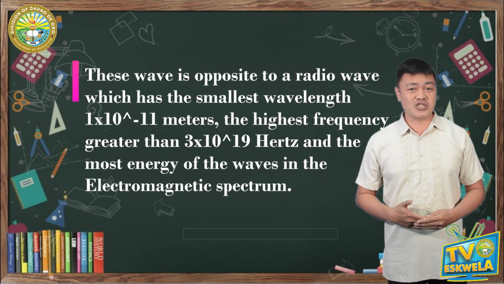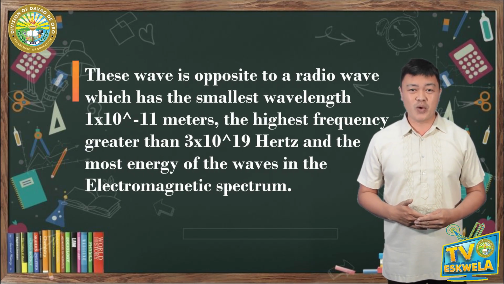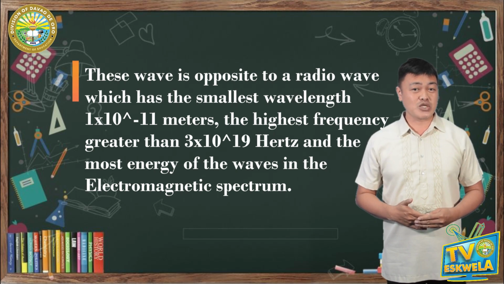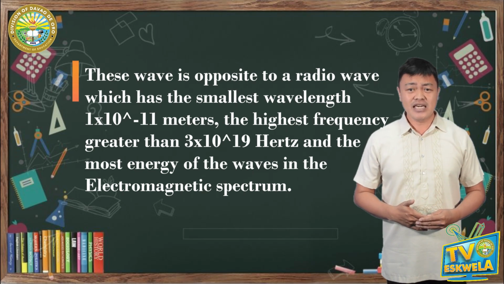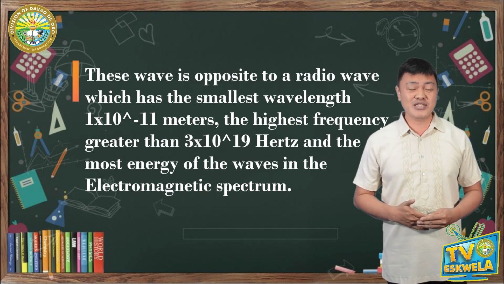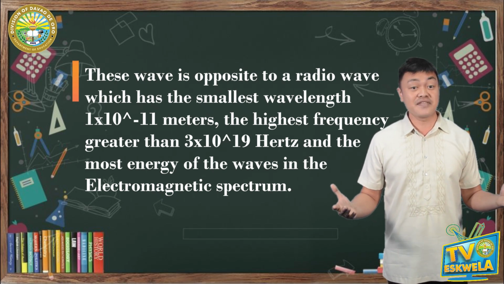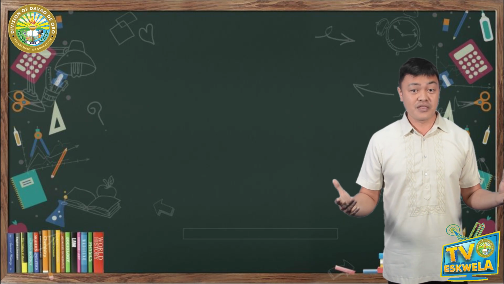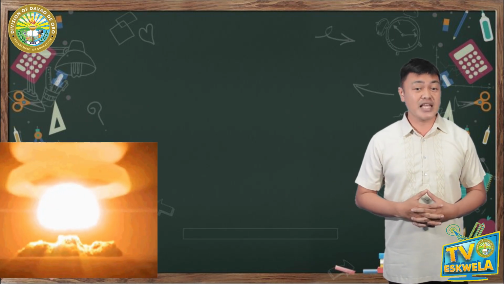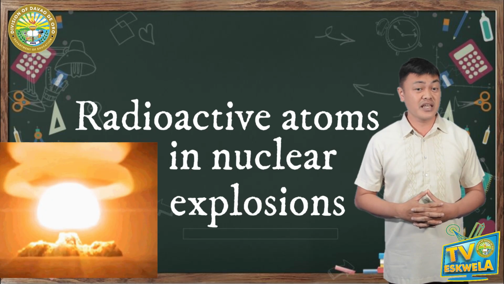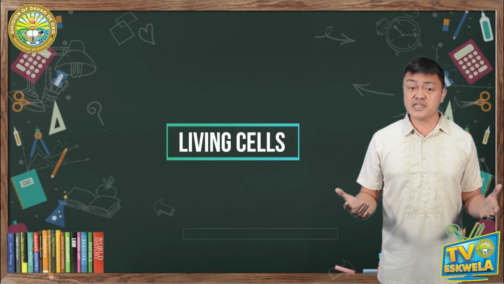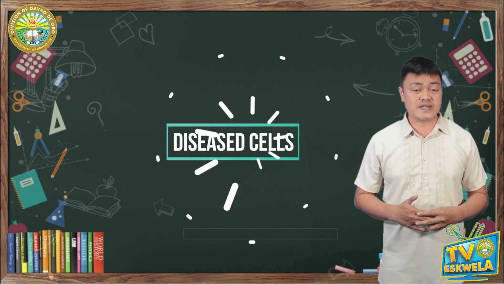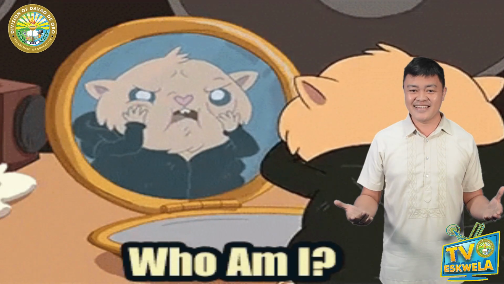This wave is opposite to a radio wave, which is the smallest wavelength, 1 times 10 raised to the power of negative 11 meters. The highest frequency, greater than 3 times 10 raised to the power of 19 hertz, and the most energy of the waves in the electromagnetic spectrum. These waves are generated by radioactive atoms. In nuclear explosions, they can even kill living cells, but the doctors can use them to kill diseased cells. Who am I?